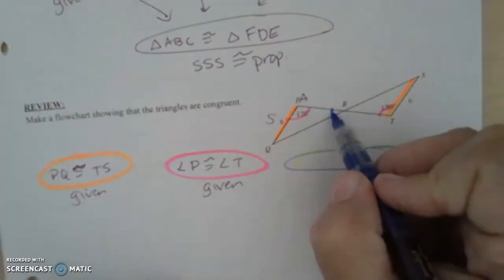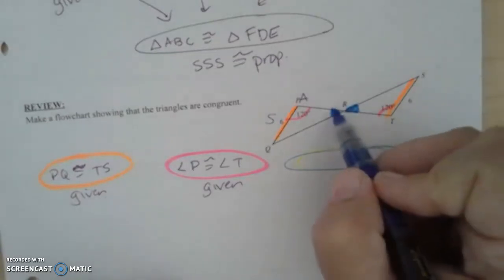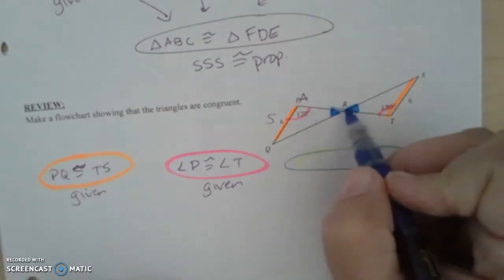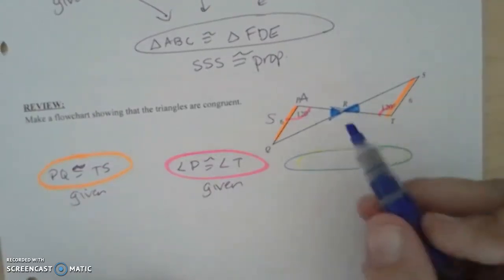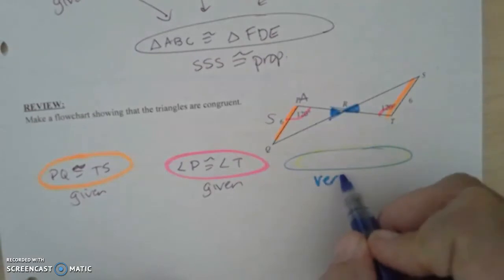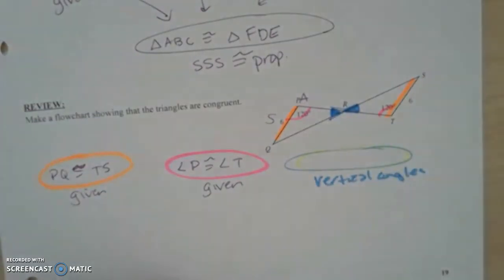Well, we know that this angle here and this angle here make the V, right? There's a V here and then a V there. So those are vertical angles. So I can say the reason is vertical angles. Vertical angles are congruent, right?